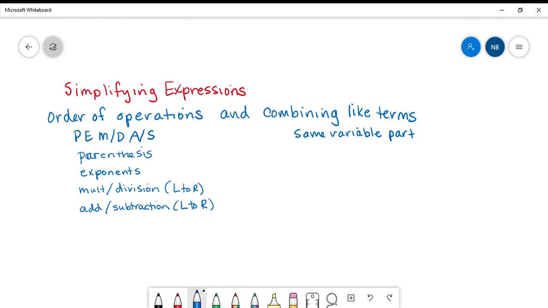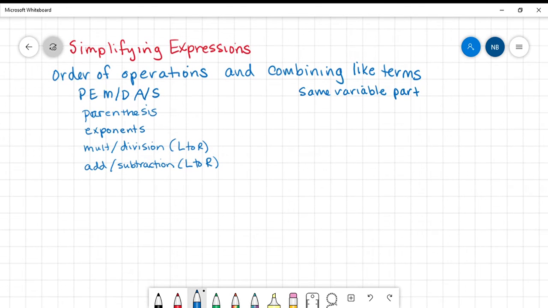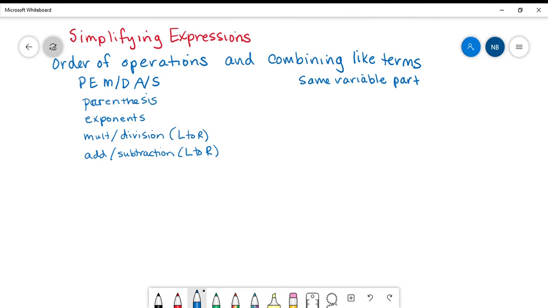Now, combining like terms, it means we add or subtract terms that have exactly the same variable part. So for example, x squared terms are added to x squared terms. X terms are added to x terms. ABC terms are added to ABC terms. Okay, so the variable parts have to be exact with the same letters and the same exponents on those letters.